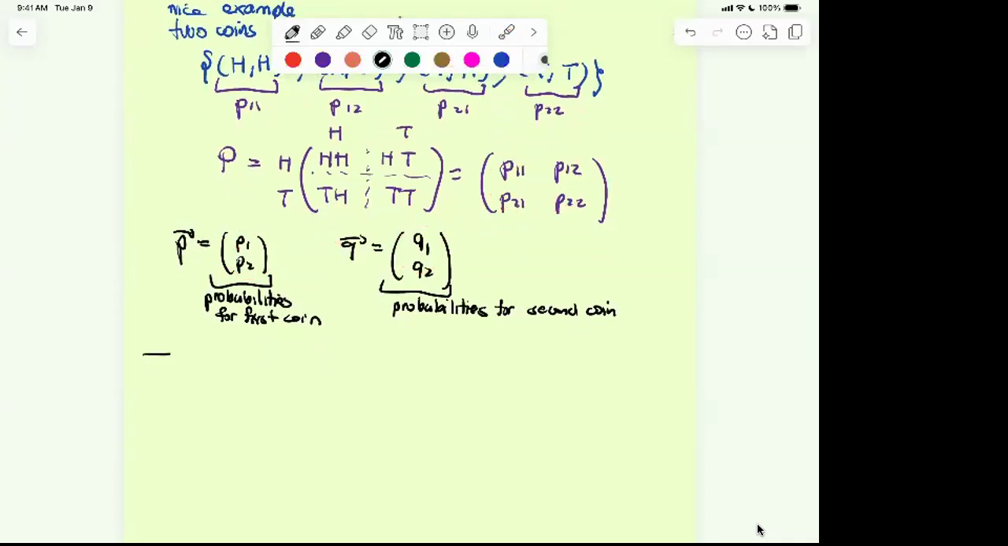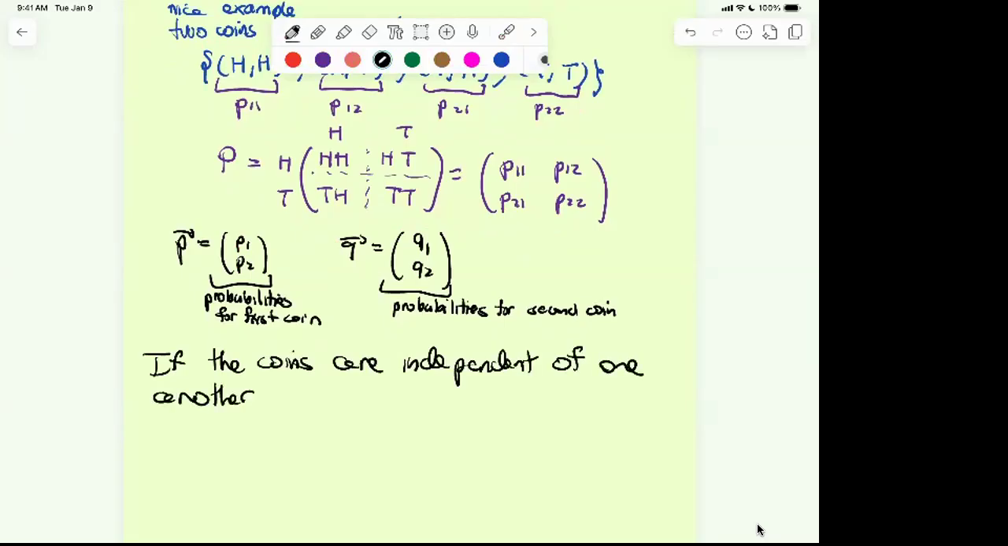So if the coins are independent of one another, then you would say, for example, the probability is multiplied for independent events. So you would say that P11 is P1 times Q1, and P12 is P1 times Q2. Hopefully I'm using the notation in a consistent way, but I think I am.